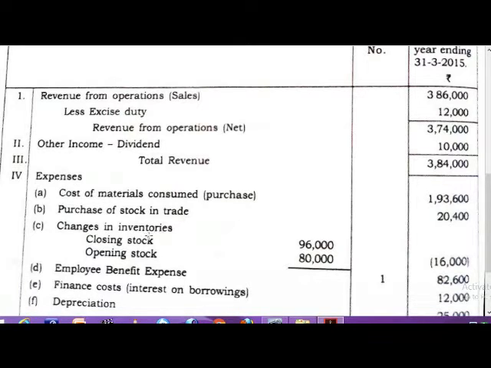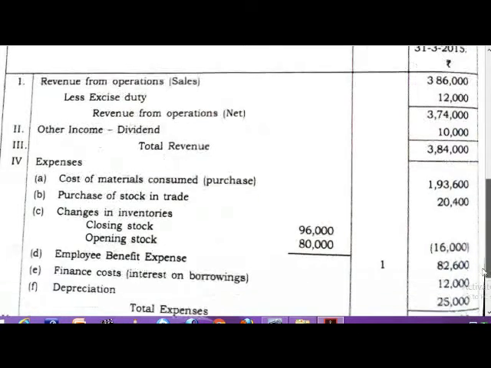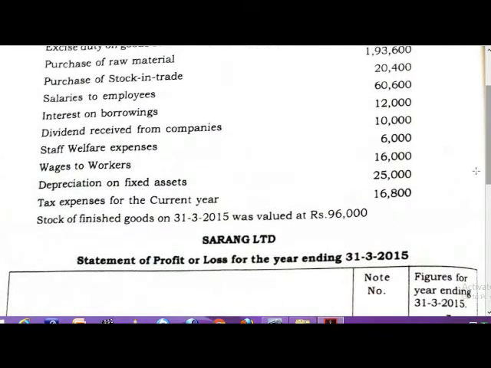The next item is changes in inventory. Under the changes in inventory, here the closing stock is more than the opening stock. The closing stock is 96,000, the opening stock is 80,000. So the closing stock is more than the opening stock. So the difference of 16,000 is a negative figure. Hence it is put into brackets, because the closing stock is more than the opening stock.